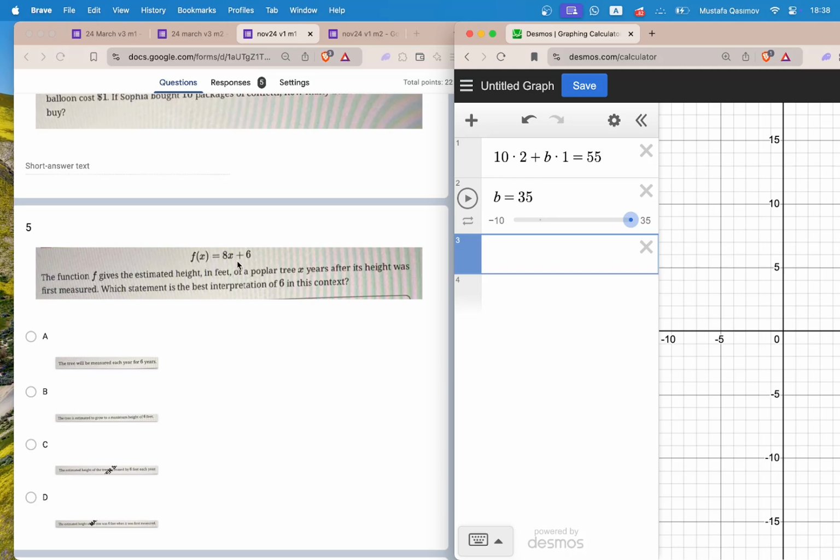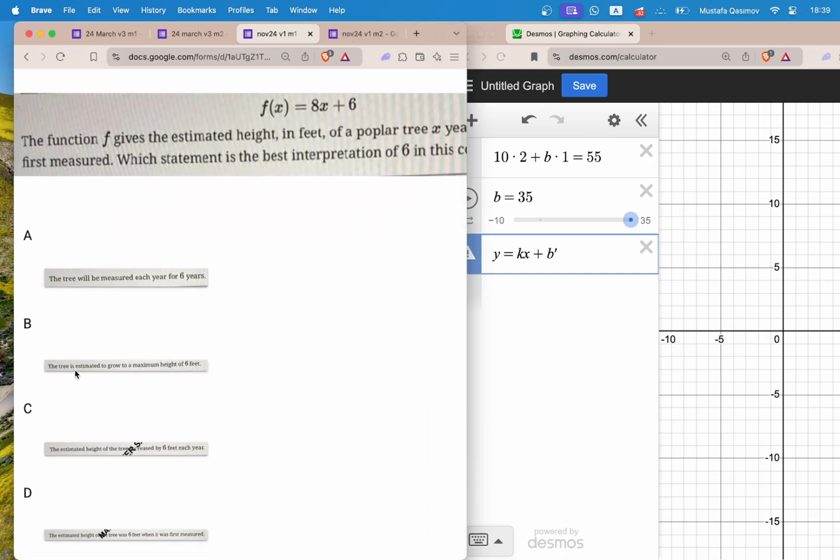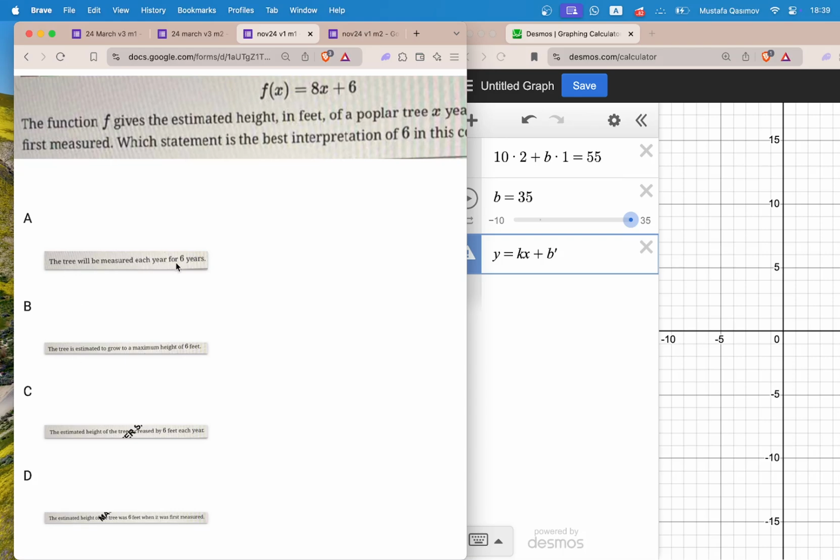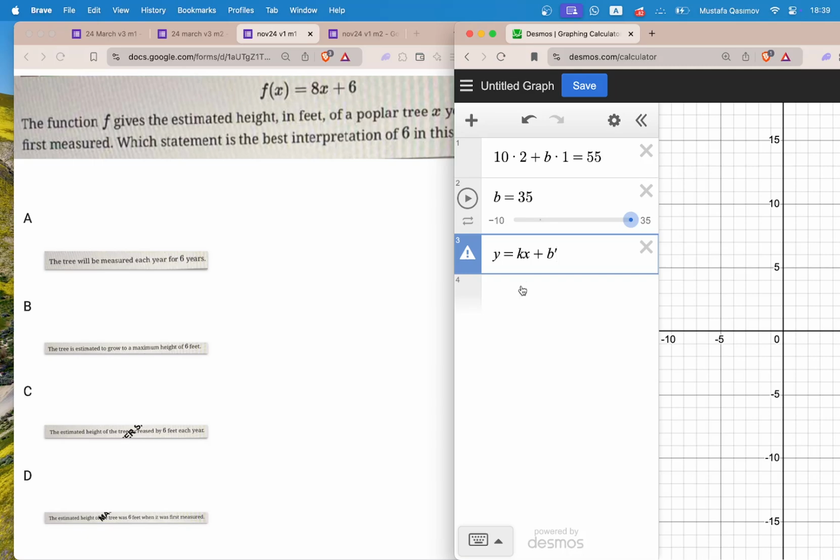For fifth, it says what's the best interpretation of 6. We can see that it is in this form, y is equal to kx plus b. Here, b is y-intercept, b is 6, it is initial value, starting value, k shows how it changed. Let's look at options. The tree will measure each year of 6 years. If you have each, every, per, and etc., something like that, it is slope. It is not related to y-intercept.